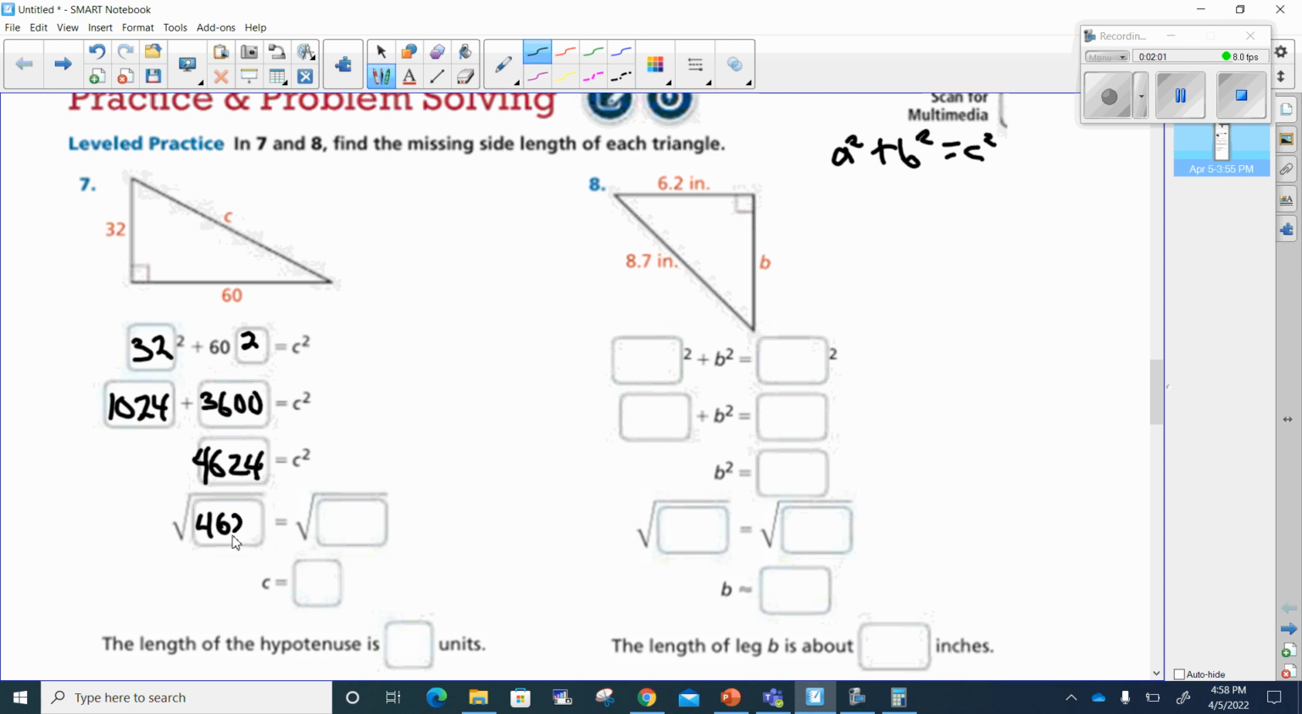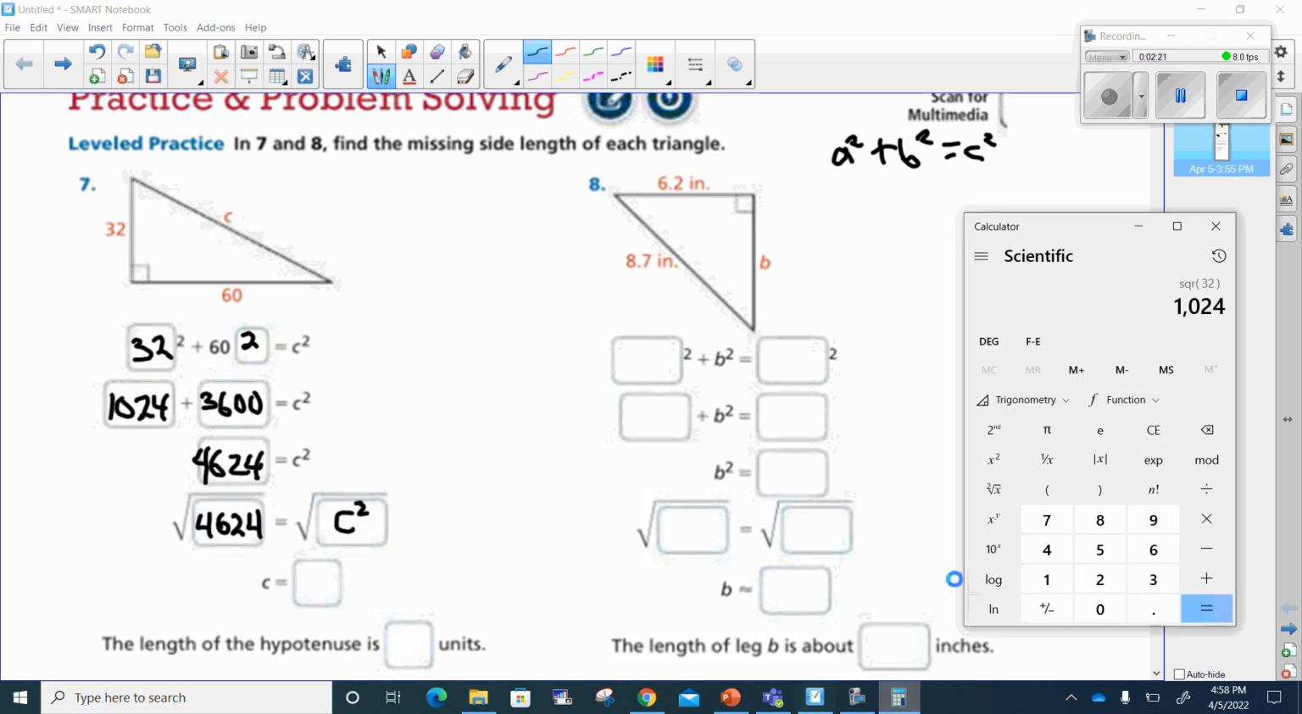So now I have to realize I'm taking 4,624, and I'm finding the square of it, right? Which means that's going to equal c squared. Which means now, what is c going to equal? That means I've got to find the square root of 4,624. So I'm going to add the 3,600 over here, which gives me the 4,624.